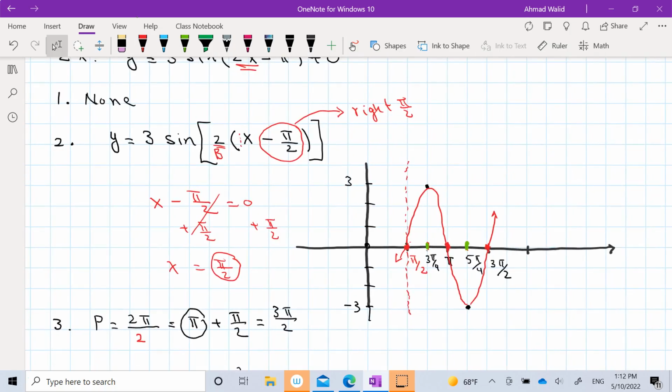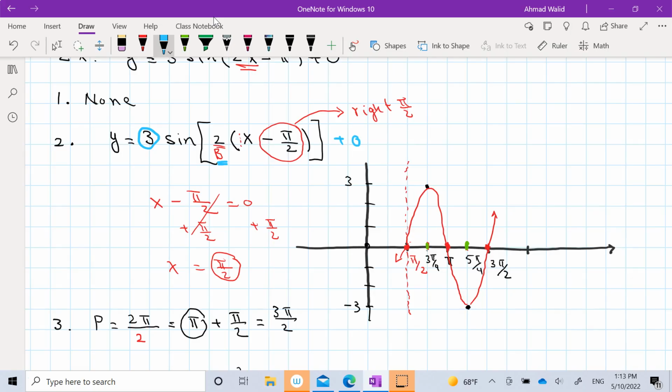Let me explain something here for you with the blue color. This number, which I called amplitude, is actually a vertical stretch or compress. Correct? You saw it before. This b, which is the coefficient of x, is actually horizontal stretch or compress. This pi over 2 is your horizontal shift. And if you have a number here outside, it can be your vertical shift.